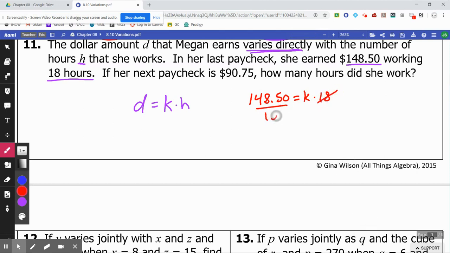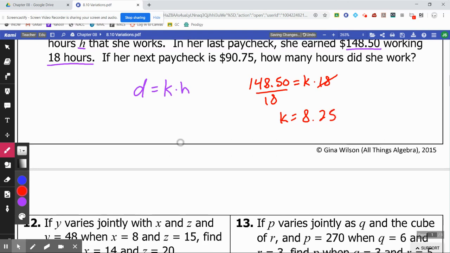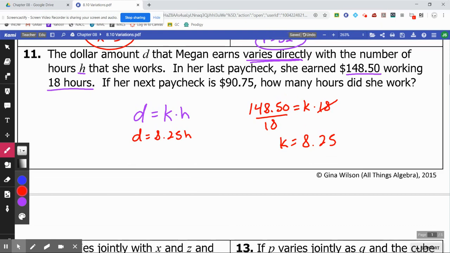Mark that out, divide by 18, and we find out that our constant of variation is 8.25. So our constant of variation, 8.25, and we can go back and plug that in. So our dollar amount is going to be $8.25 per hour. So then what if her next paycheck is $90.75? How many hours did she work?